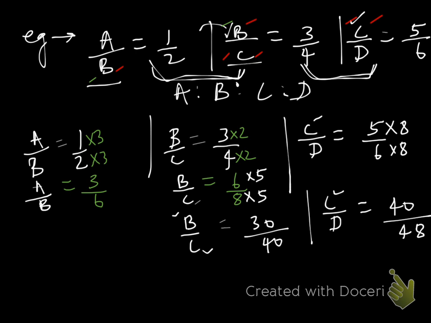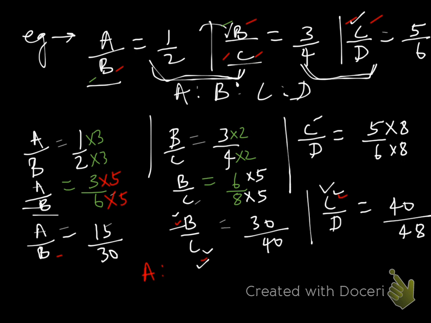But in this process, what we have done is we've managed to make these c's equal, but this b and this b have now run out of sync. We need to balance them again. So if we multiply the previous b by 5, we'll get the equations back in sync again. So a by b is 15 by 30, and b by c is 30 by 40, c by d is 40 by 48. Both the b's are balanced, and now both the c's are balanced as well. So a is to b is to c is to d is 15 is to 30 is to 40 is to 48.